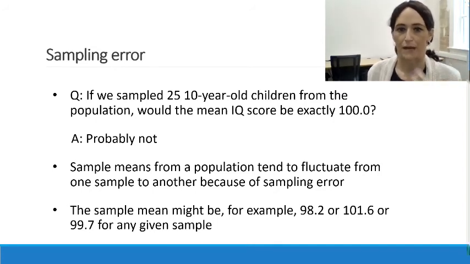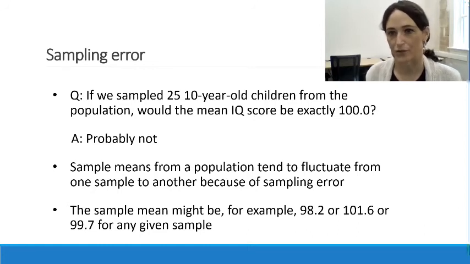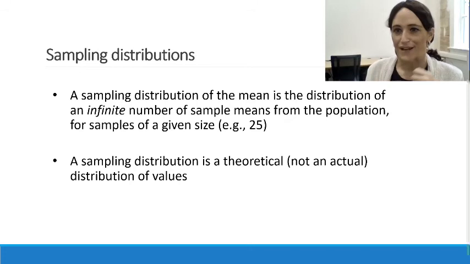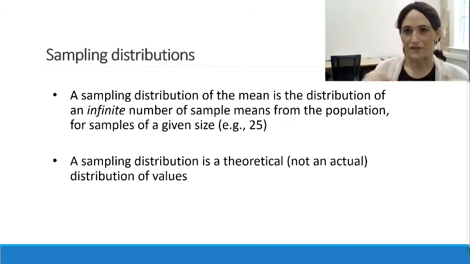The sample mean might be, for example, 98.2 or 101.6, a little bit off from the true population mean. And we'll never really know how far we are from the true population mean, but we can develop confidence intervals around our estimate, okay? So it's not likely that we're going to exactly capture that, especially with a sample size of only 25. So if we kept drawing samples from a population, what would that distribution look like?